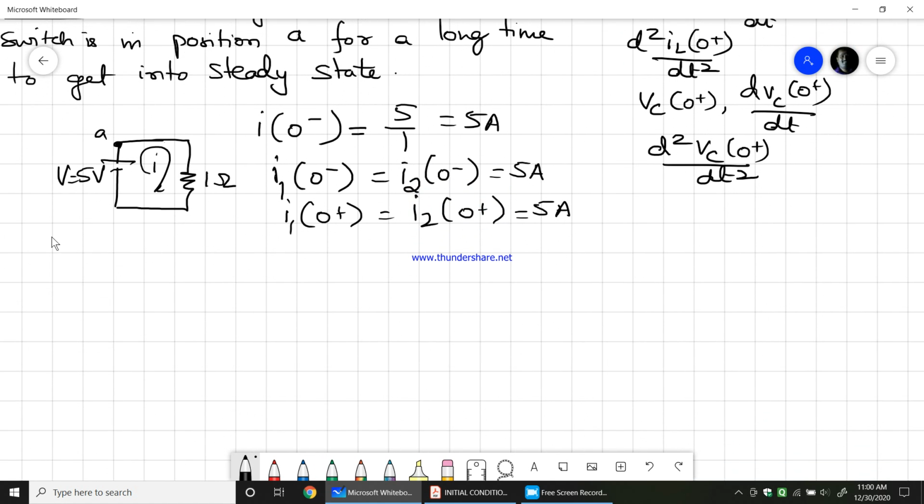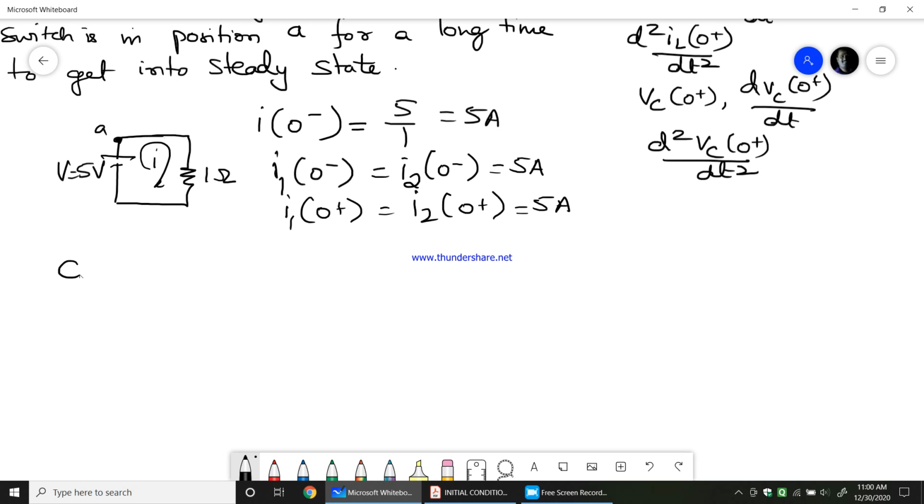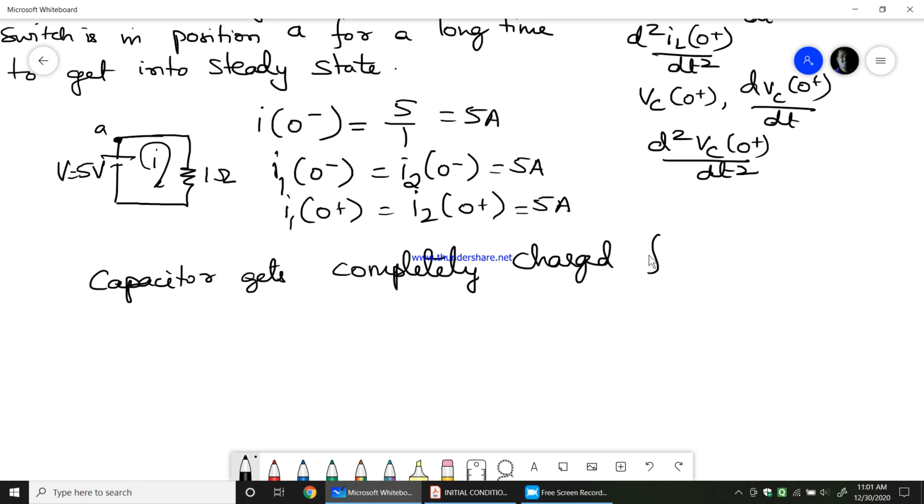Now at steady state, we see the capacitor gets fully charged to 5 volts. So when the switch is in position A, the capacitor gets completely charged to 5 volts. Therefore VC of 0 minus would be equal to 5 volts, which would be equal to VC of 0 plus.